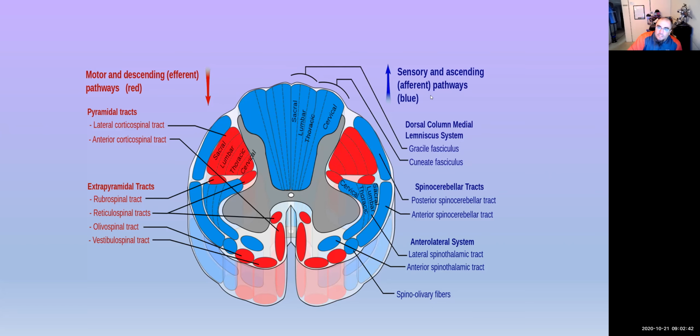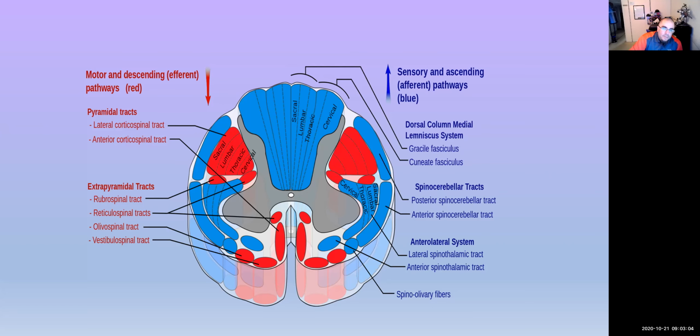Most of the sensory ones are pretty easy, like spinocerebellar, spinothalamic. It kind of tells you where they're going. You don't have to know the difference in the dorsal columns. You don't have to know the difference between the gracilis and the cuneate fasciculus, stuff like that. You just have to know the dorsal columns. So again, don't totally spaz out about it.